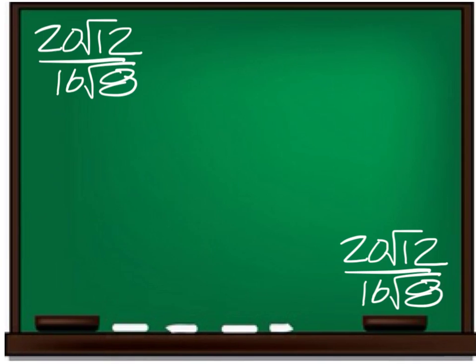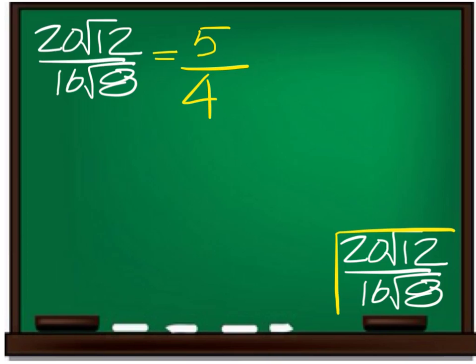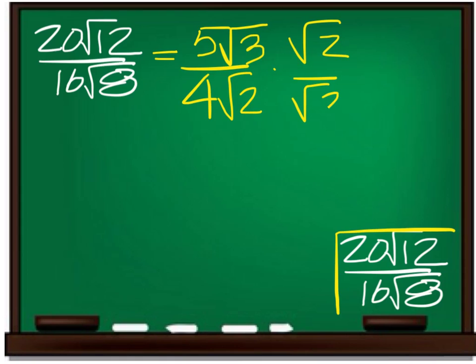Here's the same problem again. I don't have time to explain why that's down there as well. But 20 over 16 reduces to 5 over 4. And then if you take out 4 from 12 and 8, you'll have the square root of 3 over the square root of 2. Multiply the top and the bottom by the square root of 2 to get 5 square root of 6 over 8.